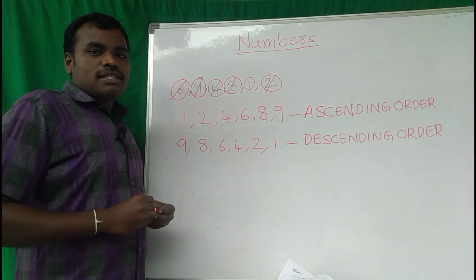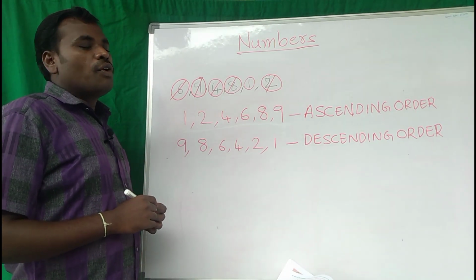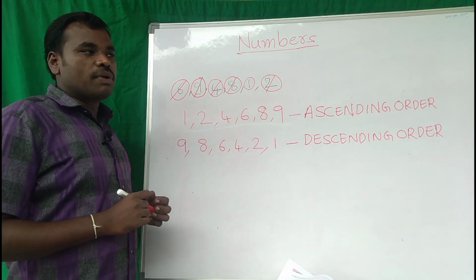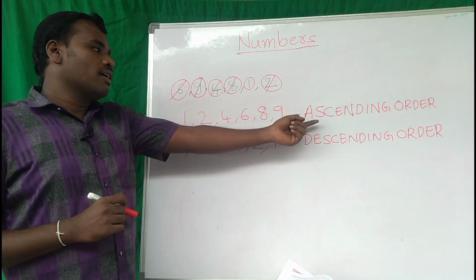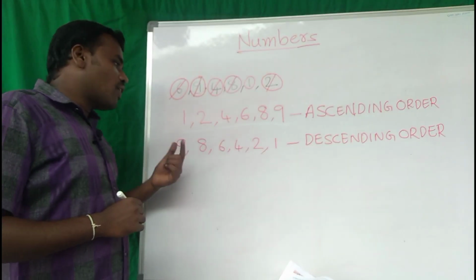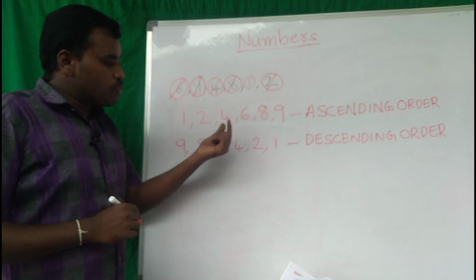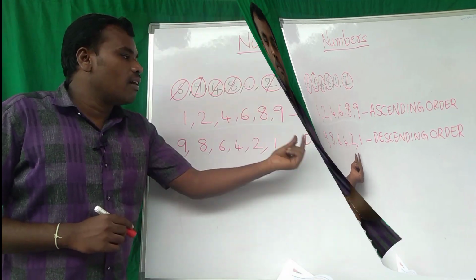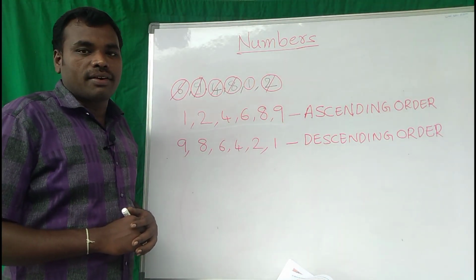So my dear children, once again you must remember: when we write from smallest to biggest, this order is called ascending order. When we write from biggest to smallest numbers, this is called descending order.